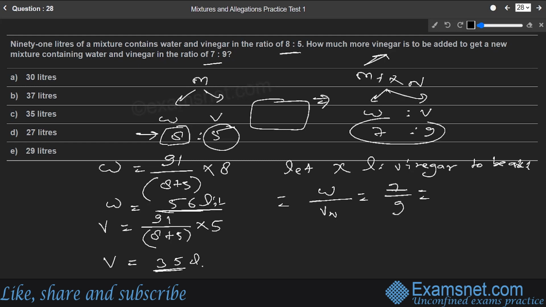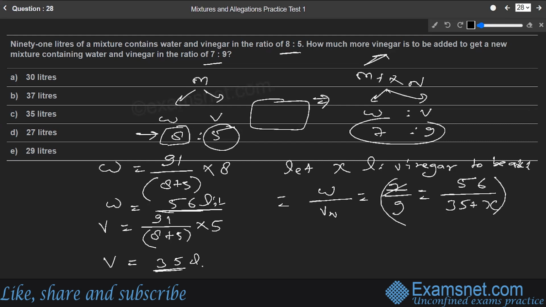How much is the water part? Water part is as it is because there is no addition or subtraction in the water part. So 56 as it is. Vinegar part is, the original vinegar was 35. How much vinegar more has been added? We have assumed it to be X. So now we are supposed to solve this particular expression. If we solve this, we're going to get our answer.